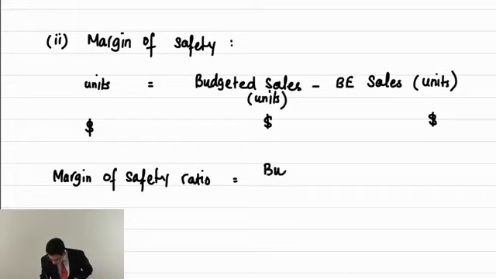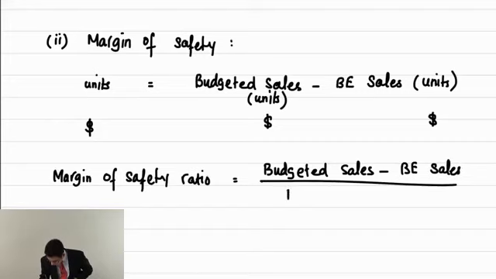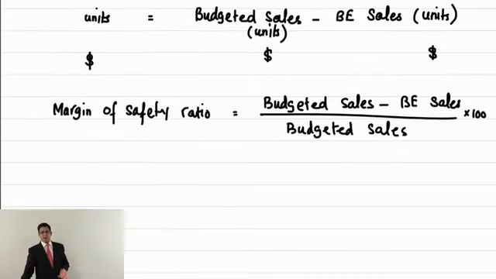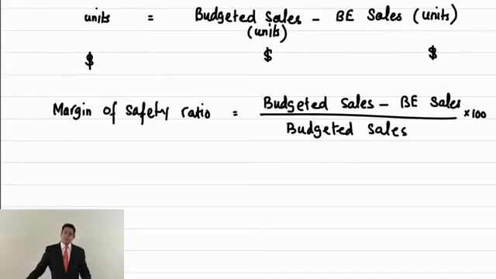Which is budgeted sales minus break even sales, divided by budgeted sales again, and just to express the answer as a percentage, times by 100. In this formula, budgeted sales or break even sales can both be taken in units and can both be taken in dollars. If you are using dollars, then just use dollars in this formula. If you are using units, then just use units, whatever information is available.